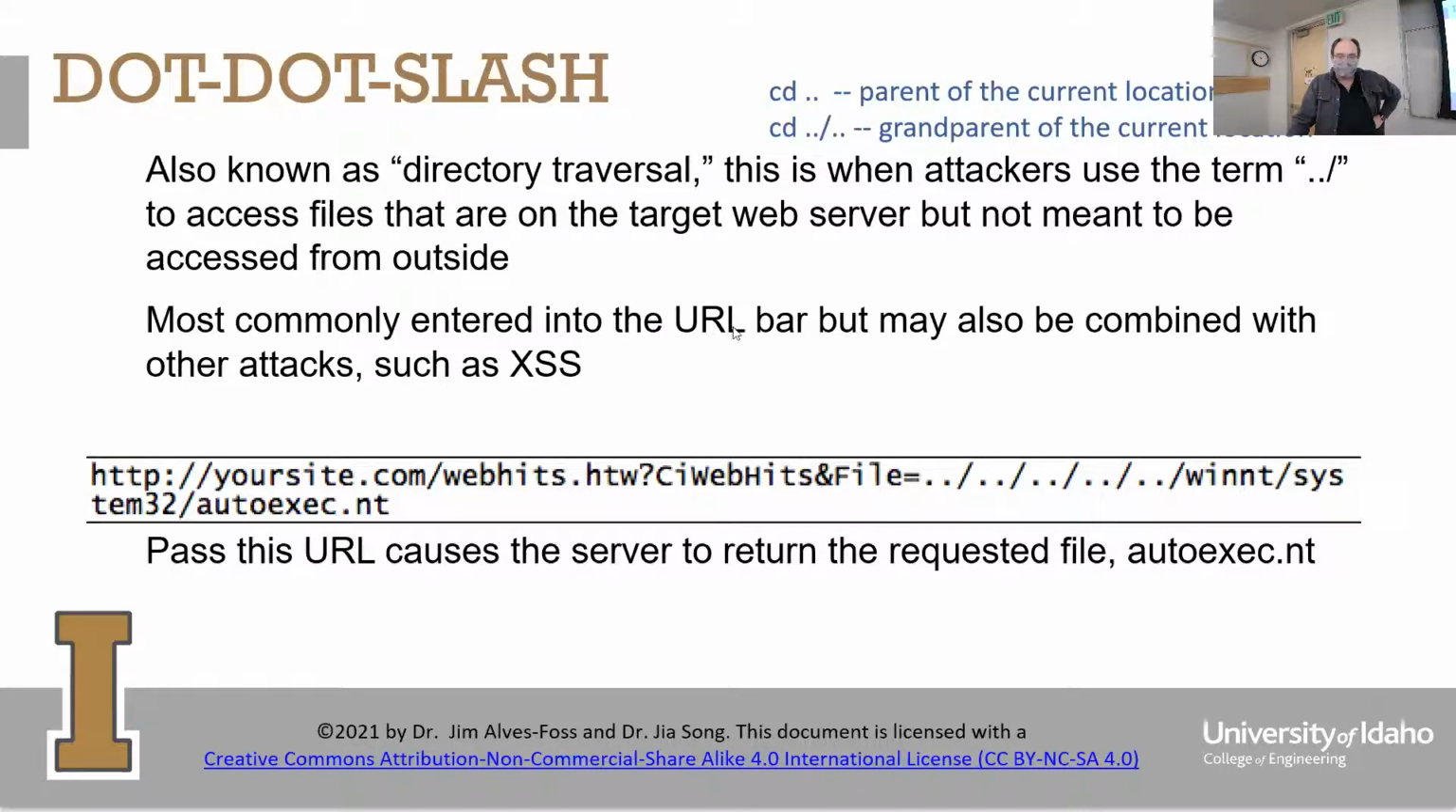Most commonly entered into the URL bar, but may be combined with other tags. So yoursite.com, web hits, this type of thing, file equals, this is the file you wanted. I make it go all the way up to the parent directory, WinNT system 32 autoexec.nt, and get to download that and see things. There might be information in there. There might be default passwords, default user logins, other things.